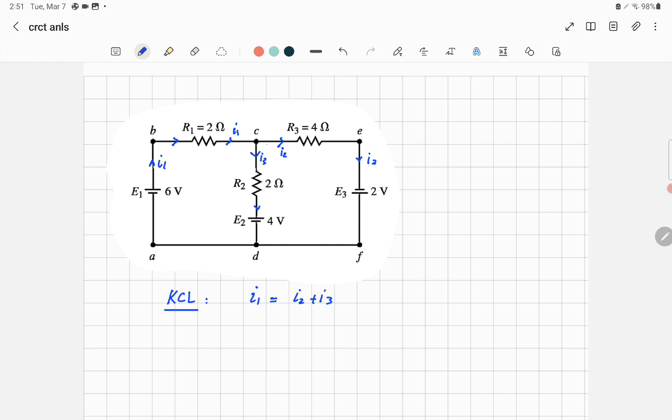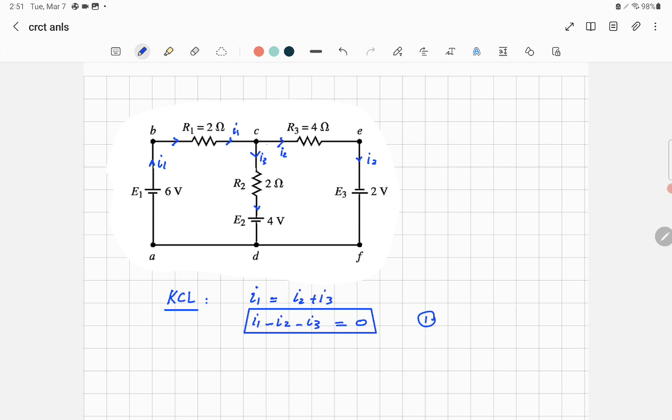Arrange this equation in a way that all the unknowns will be on one side. So you have I1 minus I2 minus I3 equals 0. That will be the first equation, equation number 1. If you have other nodes where the current is distributed, you should write the equation for that node. But in this example, we have only one node C, where the current is divided.